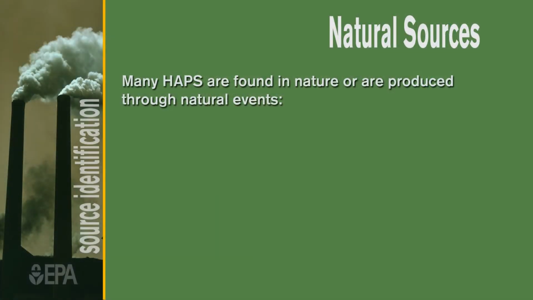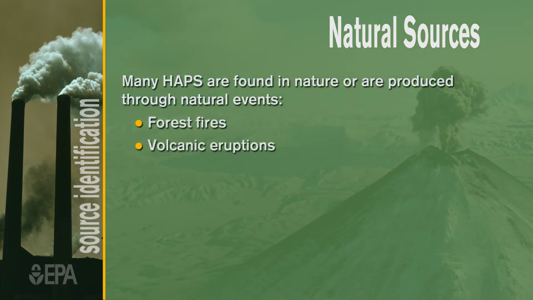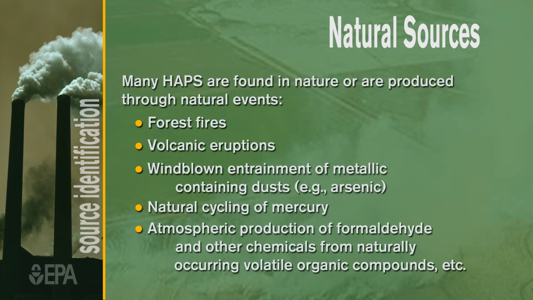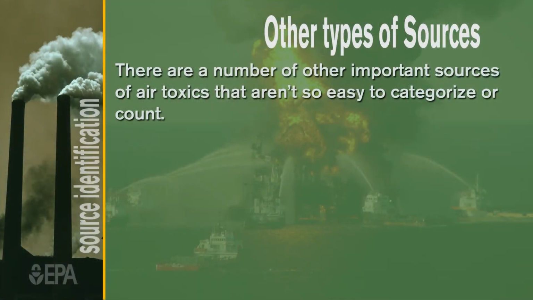Another source of ambient air toxics are natural sources, and these are not regulated. These are naturally occurring sources, and they include such things as forest fires, volcanoes, entrainment of dust, so it would be wind-blown dust coming back up into the atmosphere, cycling of mercury, which includes a resuspension of mercury from water bodies, and then atmospheric production of formaldehyde and other chemicals that occurs from other pollutants that are released, such as volatile organic compounds.